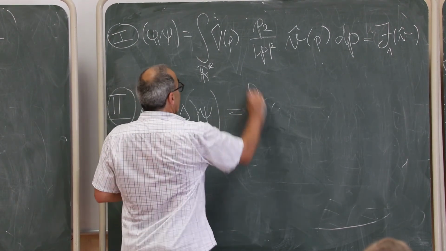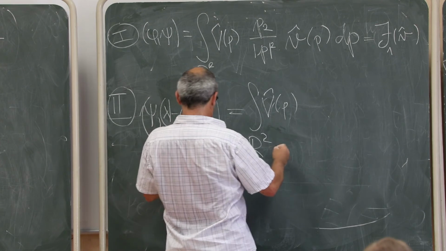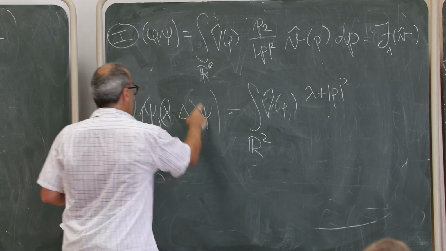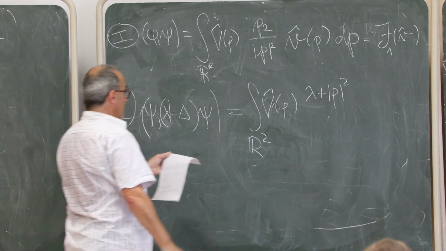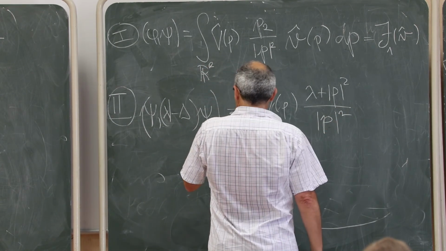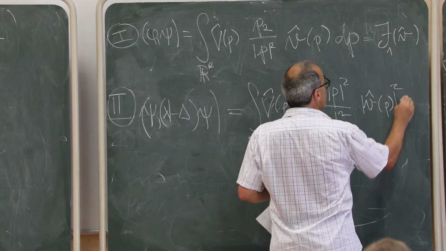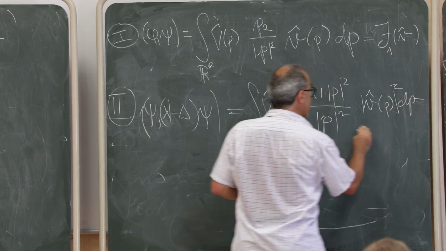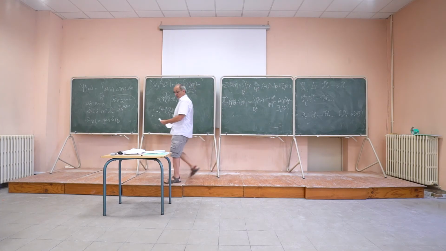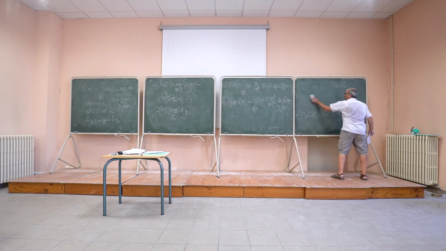This is equal to the integral on R2 of V hat of P, of lambda plus P squared, which comes from here, divided by P squared, and V hat of P squared, dp. Call this guy J2 of V hat. And the third one, now the third one is tricky.